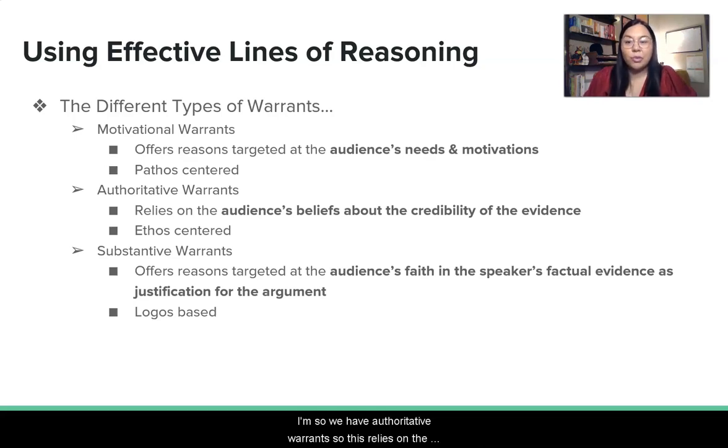And so we have authoritative warrants. This relies on the audience's beliefs about the credibility of the evidence. This is very ethos-centered because you are focusing on credibility and character. And then we also have substantive warrants, which offer reasons targeted at the audience's faith in the speaker's factual evidence as justification for the argument. So this is very logic-centered. Is there a logical connection between the evidence that you're using and the claim that you're trying to support? And so that is very logos-based.